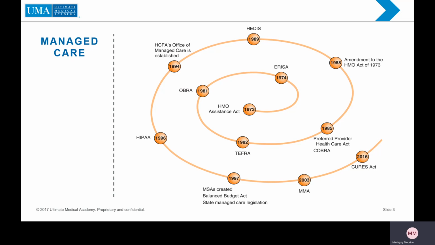So let's take a look at its evolution. As you can see here, we're going to go all the way back to 1973. In 1973, we have the Health Maintenance Organization, or HMO, Assistance Act of 1973. What this particular act did, it authorized grants and loans to develop HMOs under private sponsorship. It also required most employers with more than 25 employees to offer HMO coverage if local plans were not available.